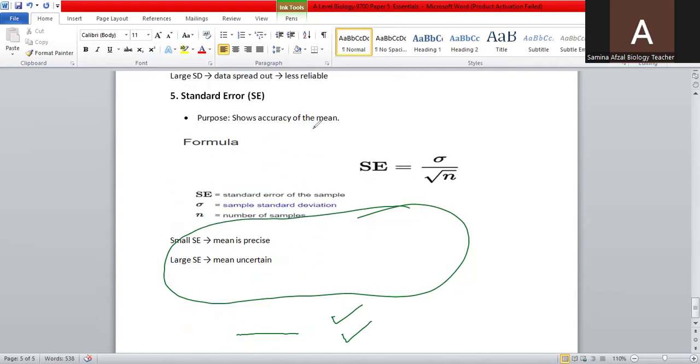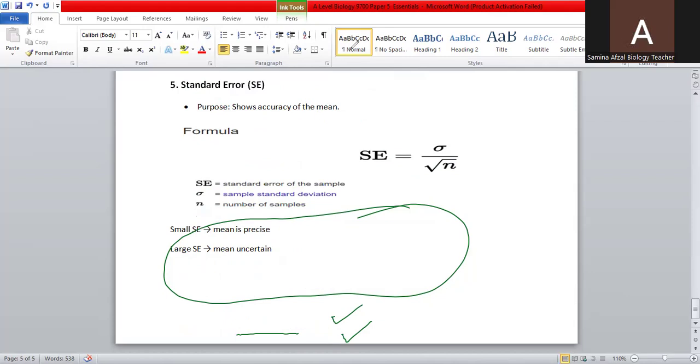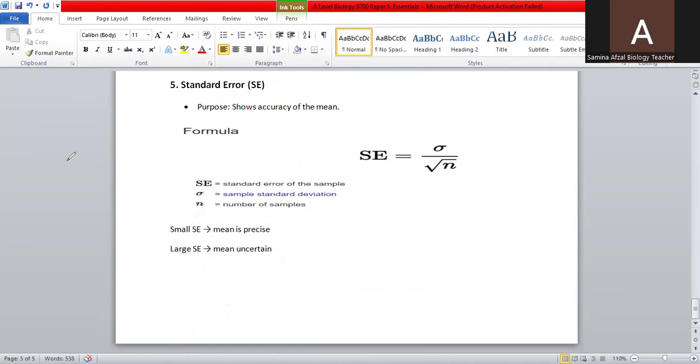Then we move to the last statistical test, which can be part of Paper 5, which is standard error. The purpose of standard error is to show the accuracy of the mean. This is the formula which has been given. A small standard error means a precise value. A large standard error means an uncertain value.